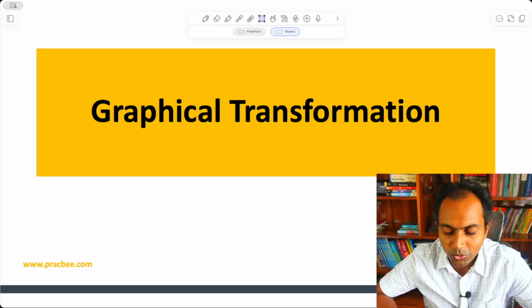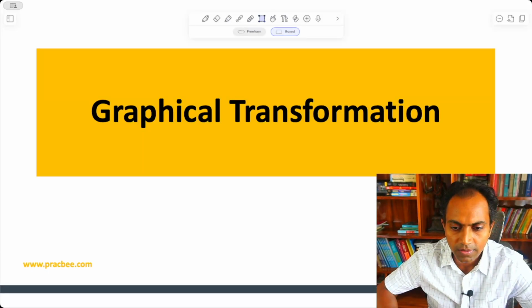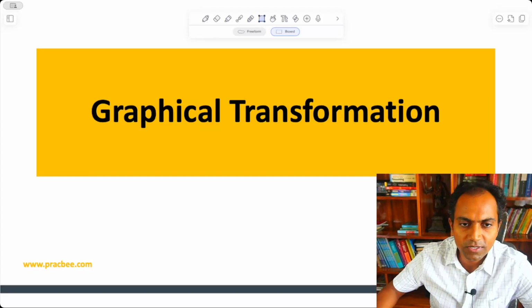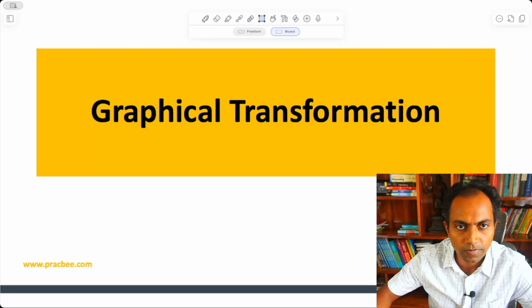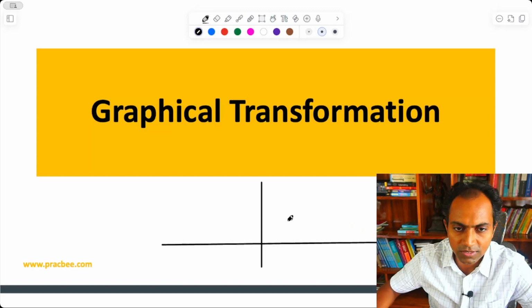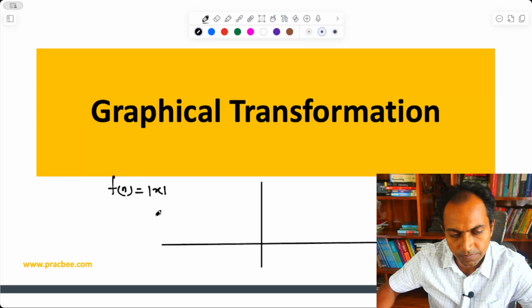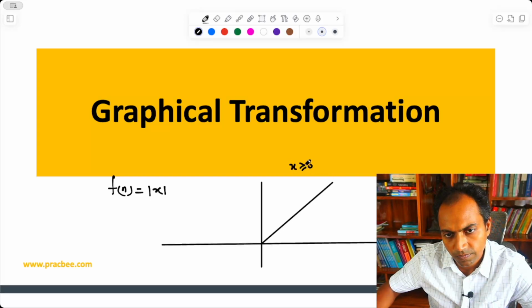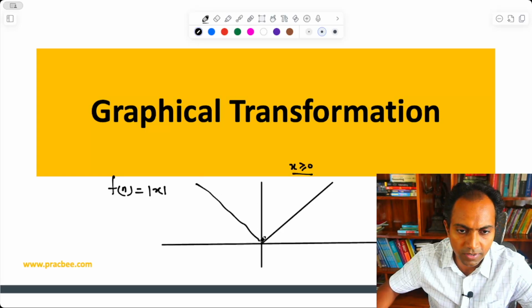Now let us look into the next idea, that is graphical transformation. Now the basic thing that we need to start with is the basic graph of modulus of x. If you have modulus of x, then it will usually have 2 parts: one where the function inside the modulus is greater than 0. So if I take the very basic function f of x is equal to modulus of x, then it will have 2 parts. One part on the right hand side where x is greater than 0, and the other part where it will become minus x when x is smaller than 0. You can see that this graph has a split personality.